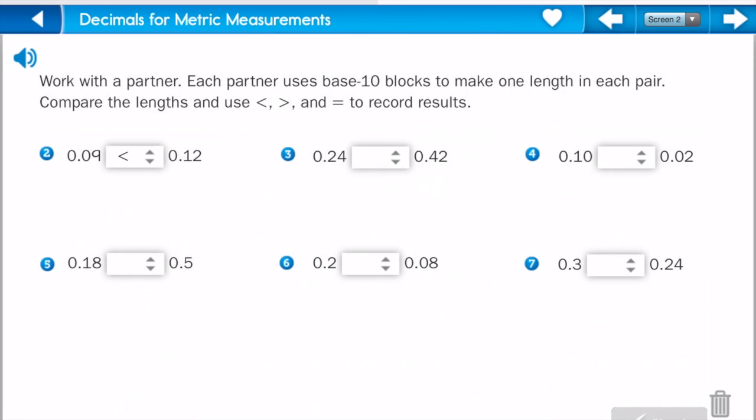Let's try another. So we have 24 hundredths and 42 hundredths. Which one is bigger? That's right. 24 hundredths is less than 42 hundredths. I will let you try the rest on your own. All right, let's go to screen 3.